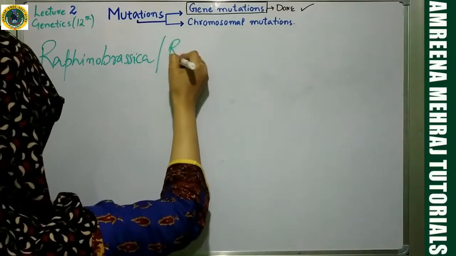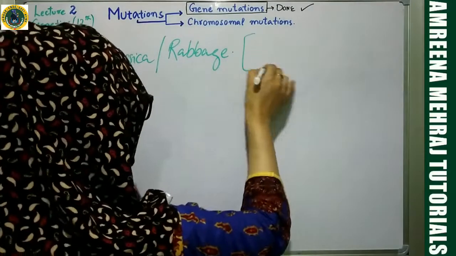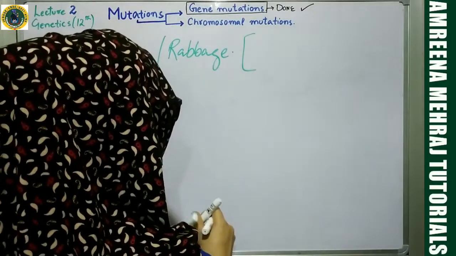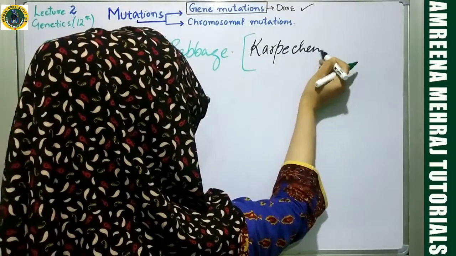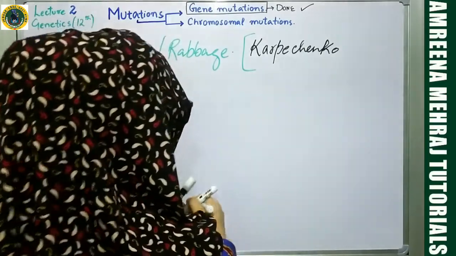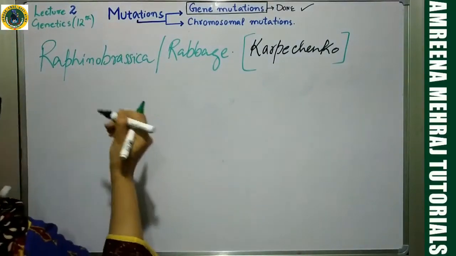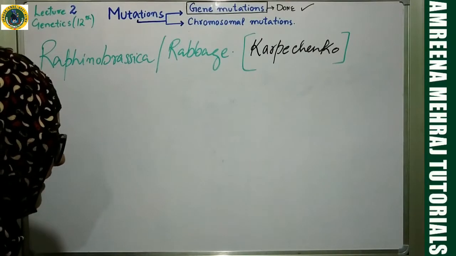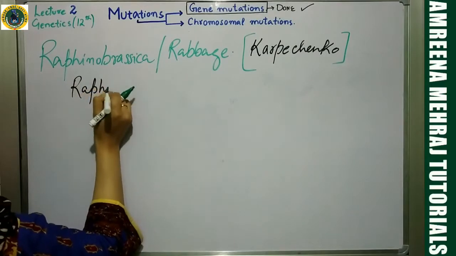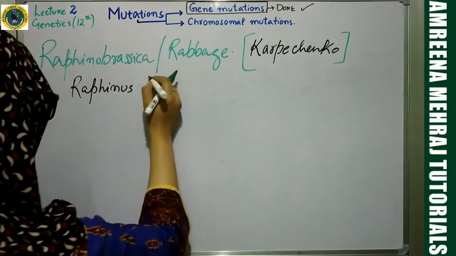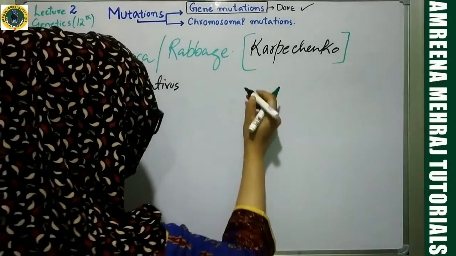What is the common name? It's not cabbage, it's rabbage. So who produced this plant? The name of the scientist is Karpchenko. Okay, Karpchenko. So what did Karpchenko do? He took radish and he took cabbage. What are the scientific names of radish and cabbage? It is Raphanus sativus, and he took cabbage, which is Brassica napus.